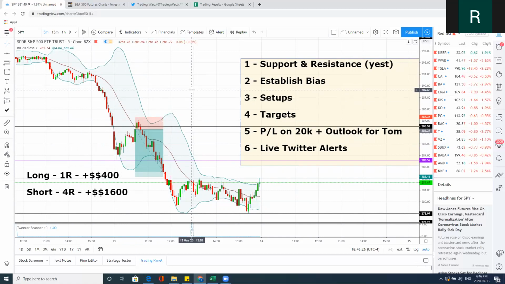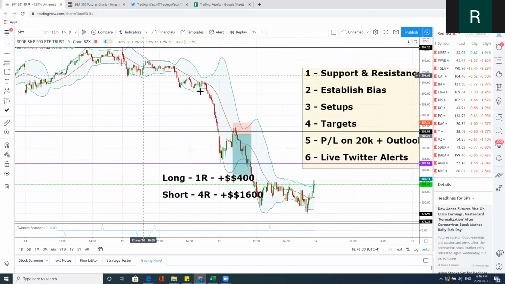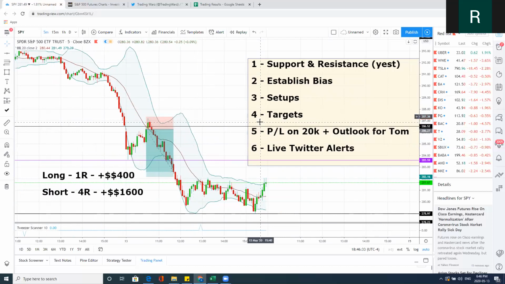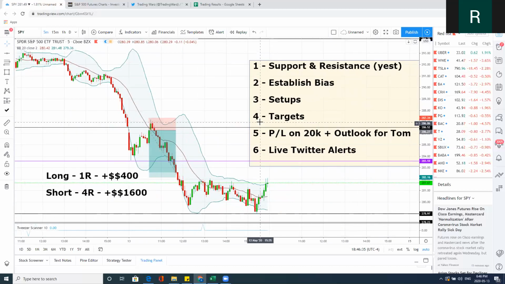But guys, the big winner is where the bias is. And that's why we established the bias. Look at this. Yesterday's short was an 8R. Today's short was a 4R. Okay, guys? That's why the bias is very, very important.